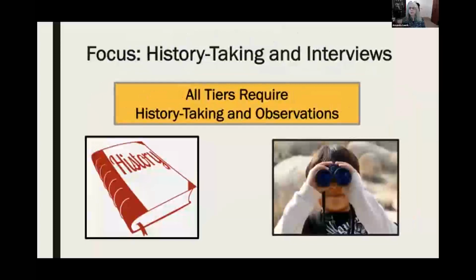Now, history taking and interviews are required throughout all the tiers of assessment. That's why I said you can't just pigeonhole history taking into the first tier, the second tier, or the third tier. You're going to be looking at that the whole time and interviewing people the whole time. And the same with observations. It's very important to include observations in all your tiers of assessment.